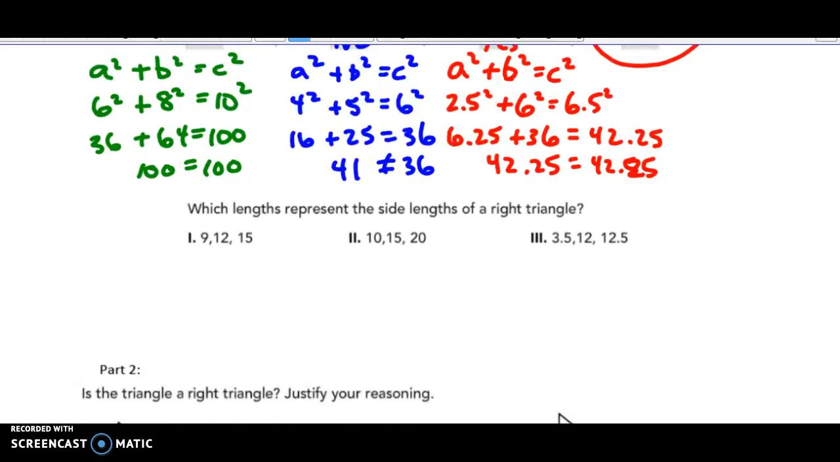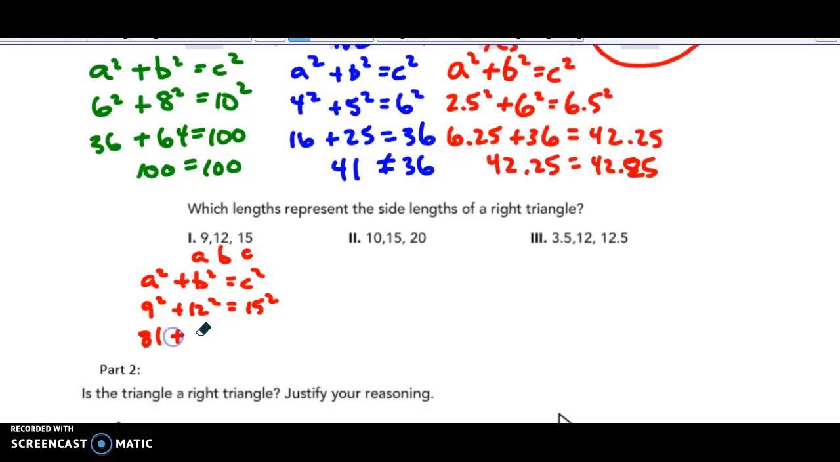So even if we are given side lengths without the actual picture, we can still do the same process because we know that our hypotenuse is always going to be the longest length, and usually we'll call our shortest side A and our medium side B. So if we write our formula, A squared plus B squared equals C squared, and then I substitute 9 for A, 12 for B, 15 for C, and now I simplify.